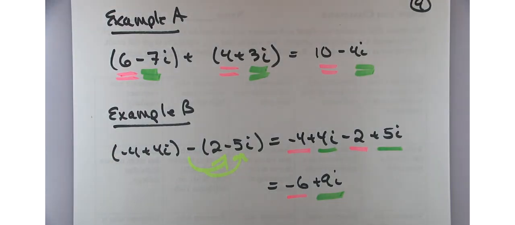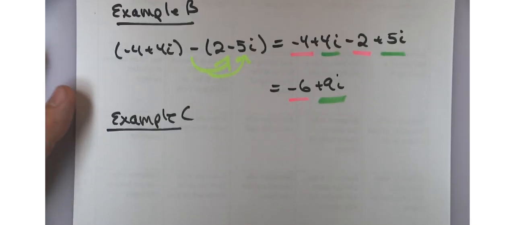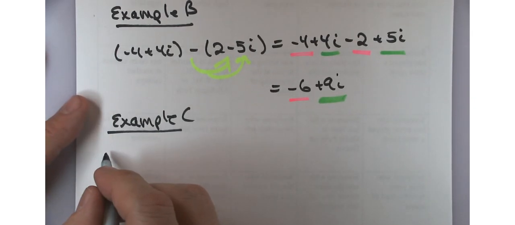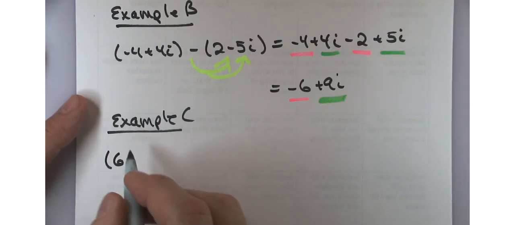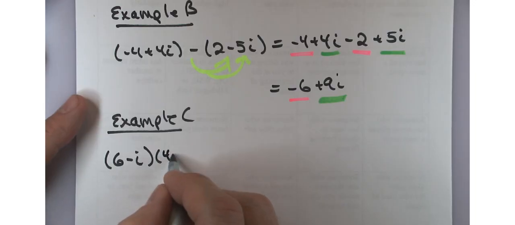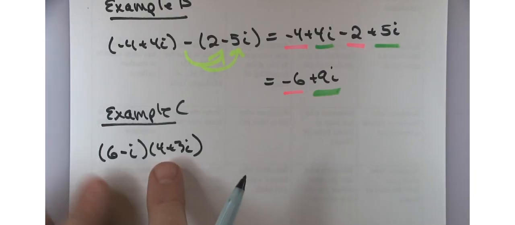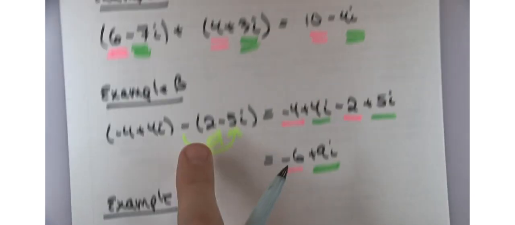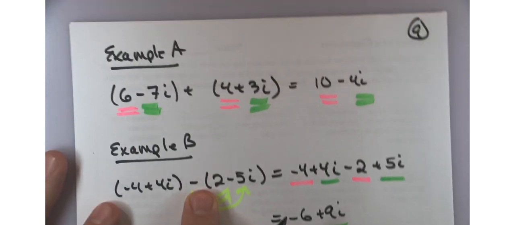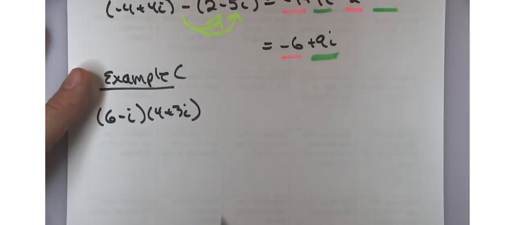The biggest problem I run into with those kinds of problems is that people want to do what we're going to do in this next example or next series of examples, and that is multiply. So 6 minus I times 4 plus 3i. Notice the difference here. These are next to each other. Up here I had a subtraction, and then here I had an addition separating my two complex numbers. But if they're next to each other, then our work's going to look a lot different.